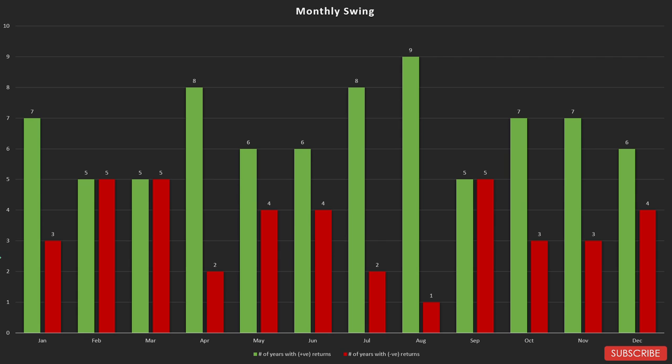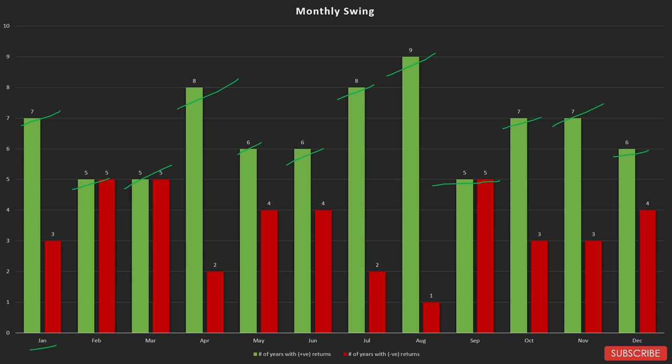Let's see the next graph, which is the monthly swing graph. In the monthly swing graph, we can see January in the last 10 years, 7 times positive, 3 times negative. February and March average with 5 positive, 5 negative. April good with 8 positive and only 2 negative. May above average. June above average with 6 positive returns. July and August very good months for the sector with 8 and 9 positive returns. September average with 5 positive, 5 negative. October, November good months for this sector with 7 positive each. And December is above average with 6 positive returns.